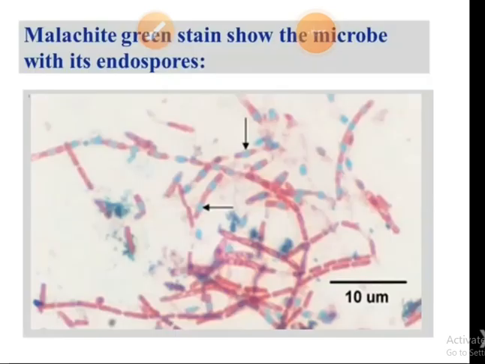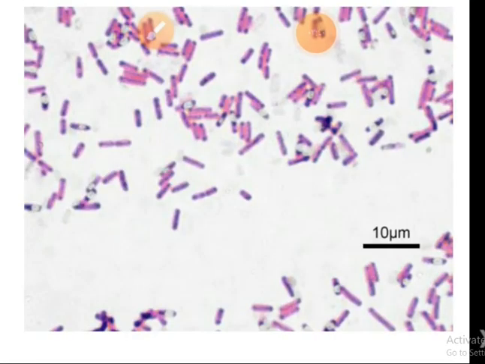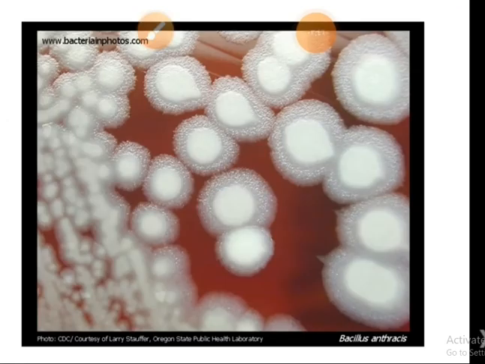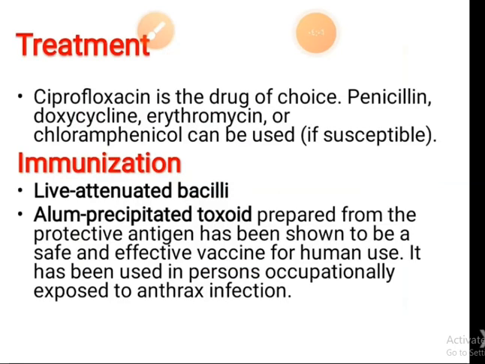This slide is stained with the spore staining method. We will see the spore is stained green in color and the bacilli are rectangular, arranged in chains, and they are red in color. This is the characteristic growth on blood agar. It gives a characteristic frosted glass appearance and medusa head colonies on blood agar. They are non-hemolytic. And this is gelatin stab with inverted fir tree appearance.